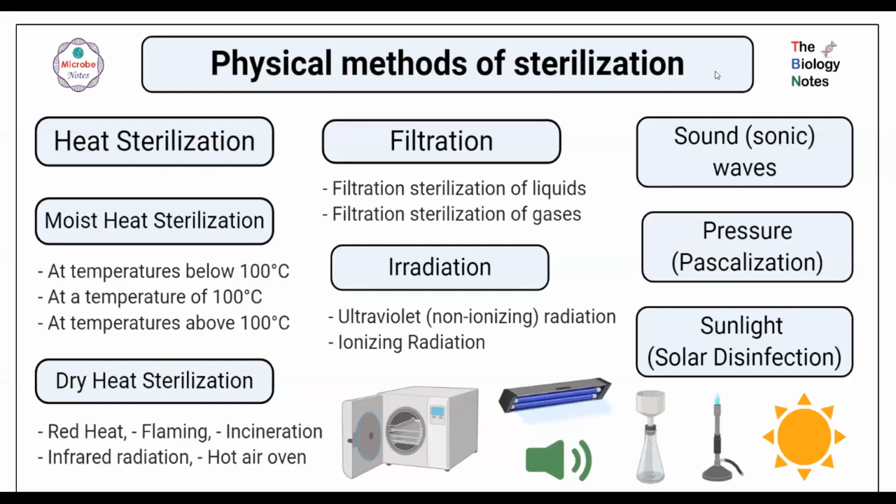So we will briefly revise methods of sterilization. This you have already studied in the subject microbiology. So methods of sterilization are broadly classified under two heads: physical methods of sterilization and chemical method of sterilization. The present slide shows physical methods of sterilization. So it is further subdivided as heat sterilization. It can be moist heat sterilization or dry heat sterilization. Filtration, irradiation. Again, irradiation can be non-ionizing radiations or ionizing radiations.